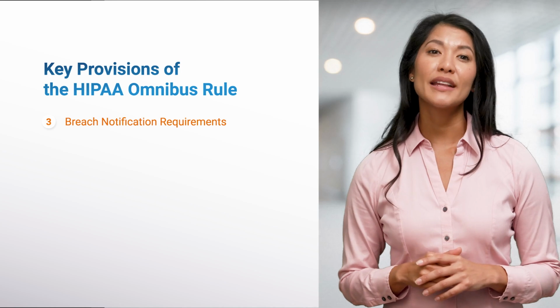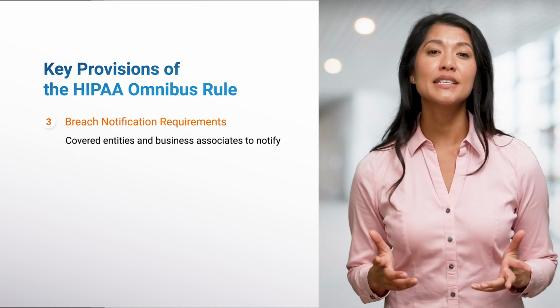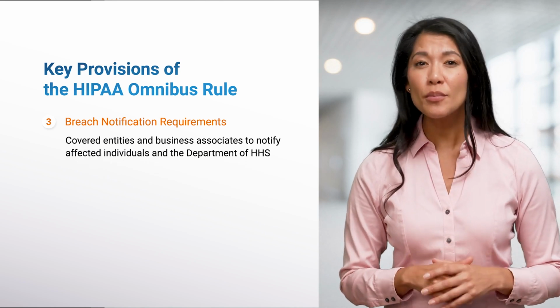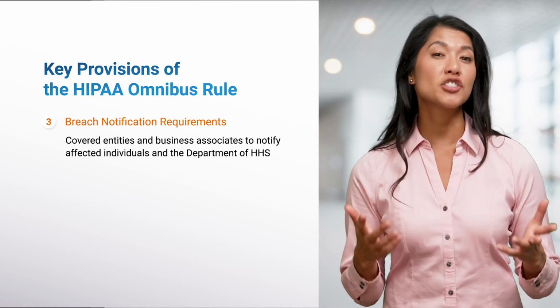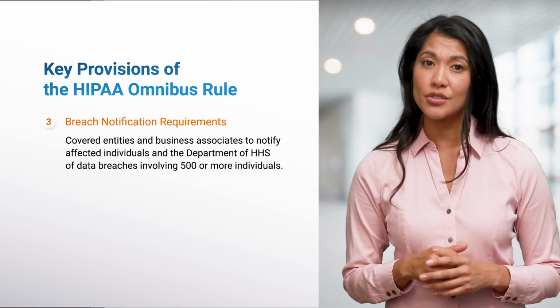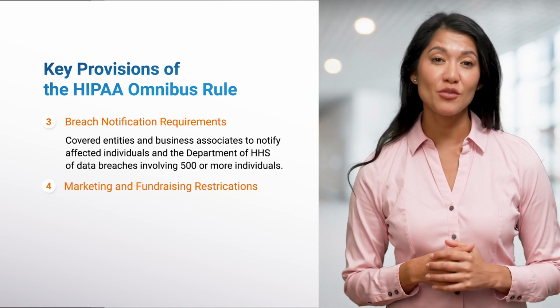The rule clarified and strengthened breach notification requirements, requiring covered entities and business associates to notify affected individuals and the Department of Health and Human Services, HHS, of data breaches involving 500 or more individuals. 4. The Omnibus Rule introduced marketing and fundraising restrictions.